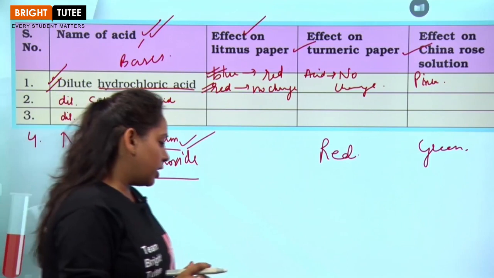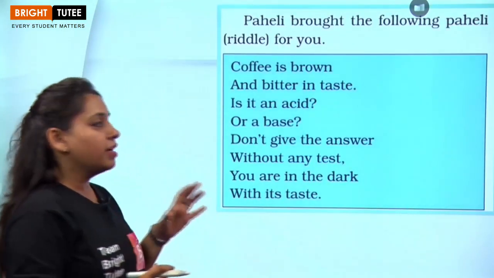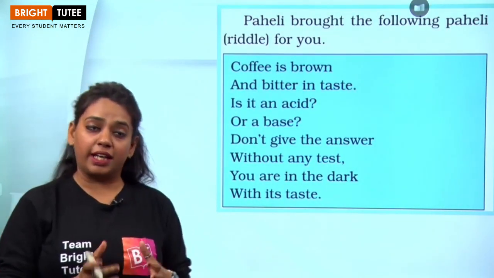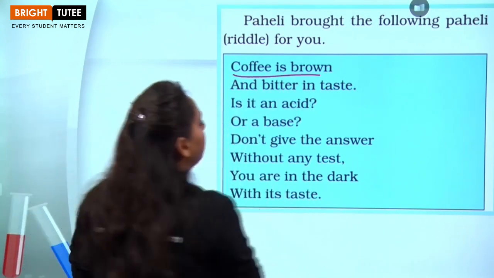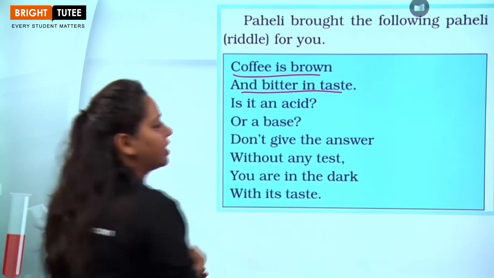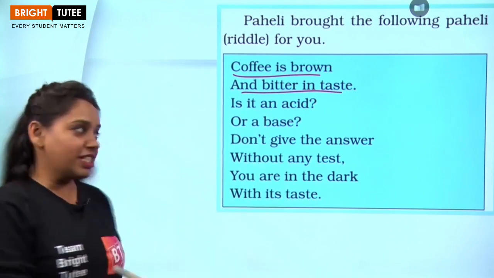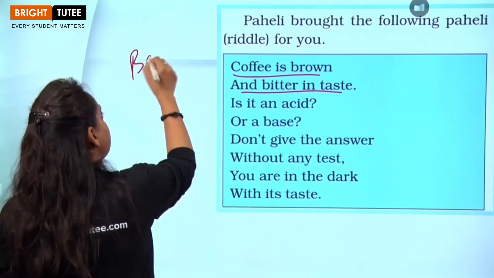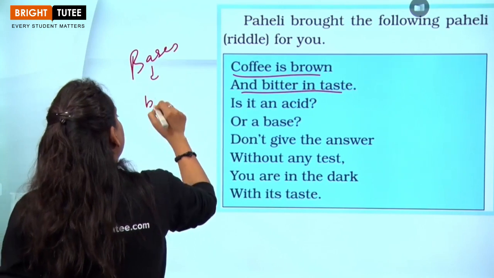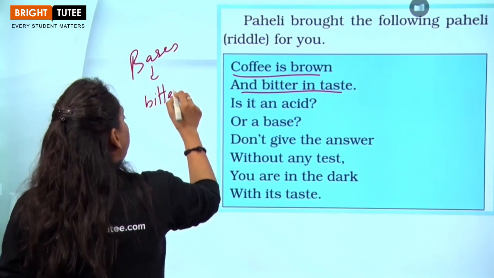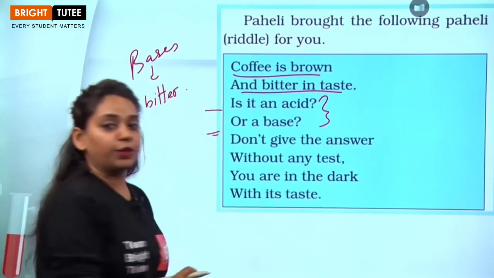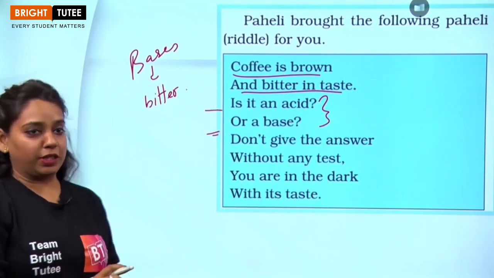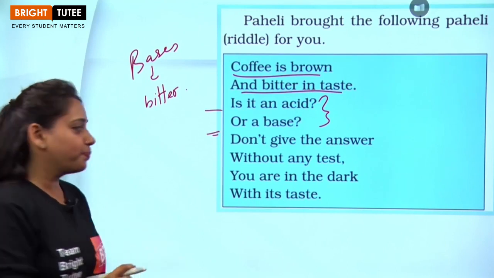Okay children, so let us now move ahead, and Paheli has a query again. Let us see what this query is. Coffee is brown in color and it is bitter in taste, and you know that bitter taste is for bases. Bases are bitter in taste. Okay children, but is it an acid or is it a base? You can test it using a litmus solution, or a litmus paper.